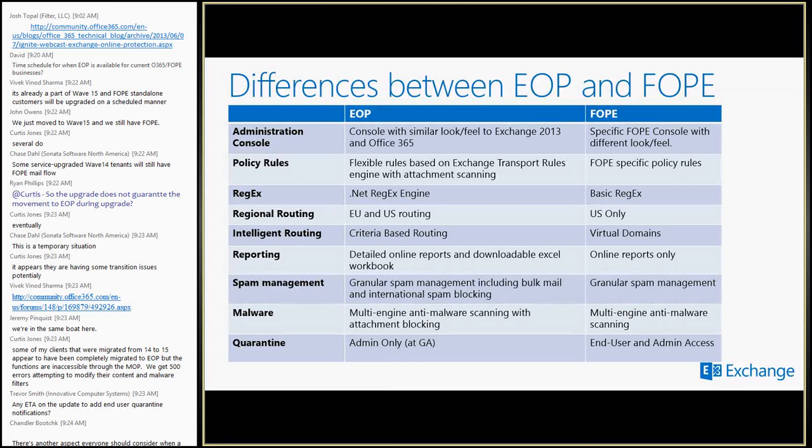Again, improvements around the regional routing. Now we've got the EU and the US covered under that, the ability to keep data in those regions. Again, significant improvements around the regular expression engine. In FOPPE, we had a pretty basic regular expression engine.